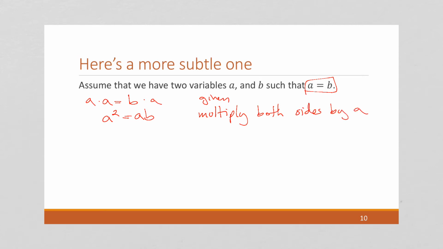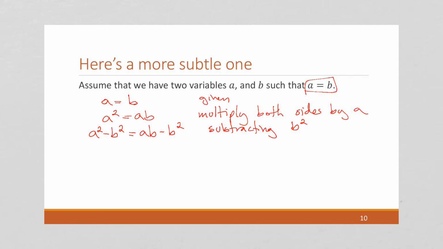So in fact, this is not quite correct. This is the part that's given. This is what happens when we multiply both sides by a. I can subtract anything from both sides. So I'm going to subtract b squared. And this is by subtracting b squared from both sides.